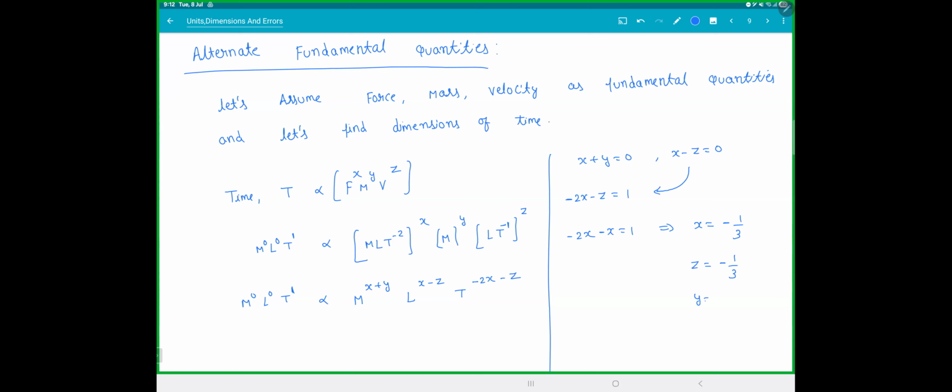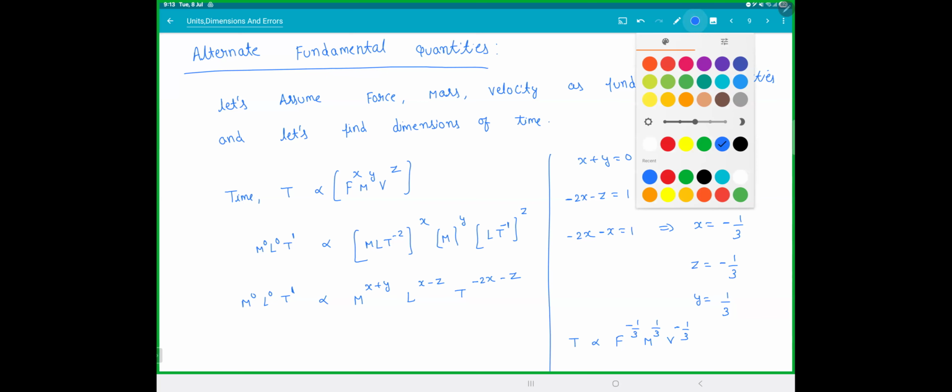y is equal to 1 by 3. Therefore, time's dimensions are F power x, which is F power minus 1 by 3, M power y, M power 1 by 3, and V power minus 1 by 3. That's your answer. Are you getting how I did this? Just like using MLT, instead of MLT we are using FMV.